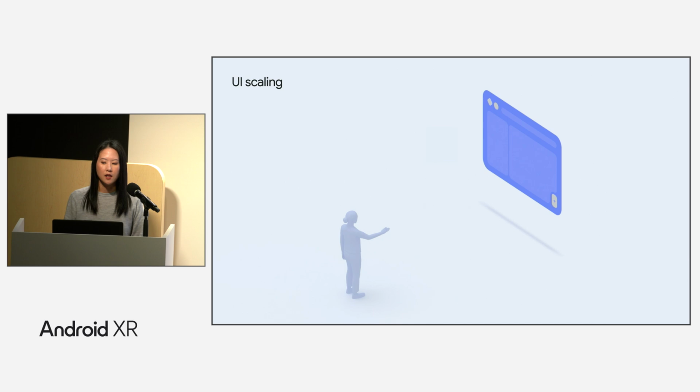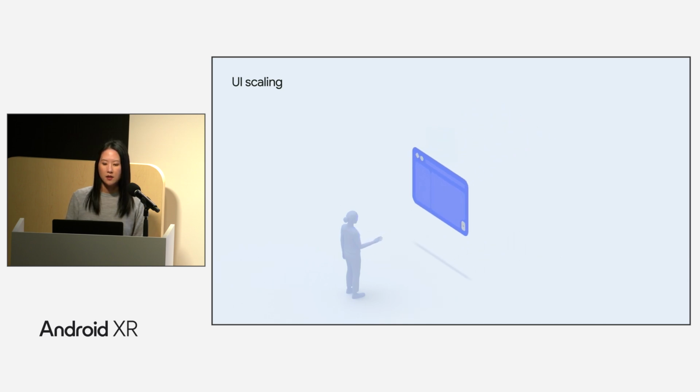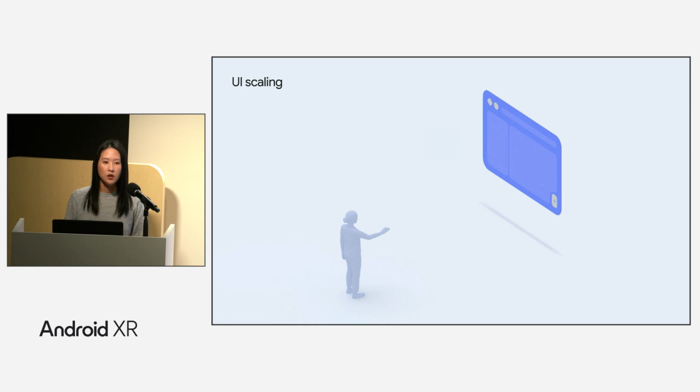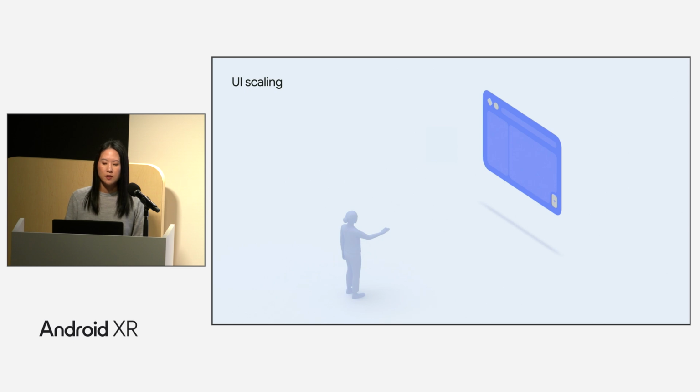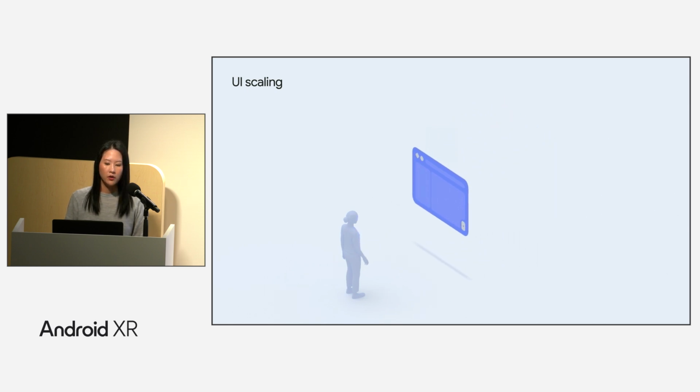Android XR is designed to automatically adjust the UI size based on the user's field of view. This ensures UI elements are easy to interact with no matter how near or far your app is positioned. You should still design in DP as you're familiar with, and the system will scale it in XR to keep it usable with our multimodal input.